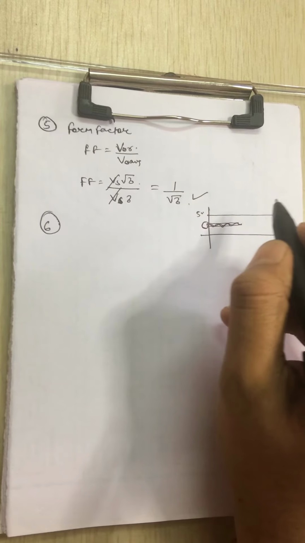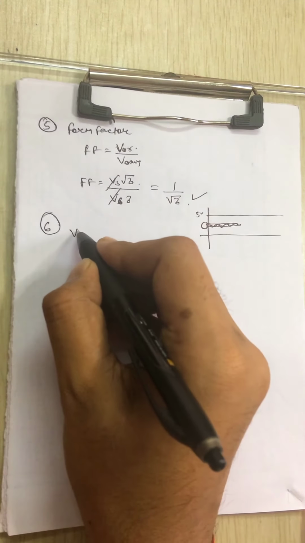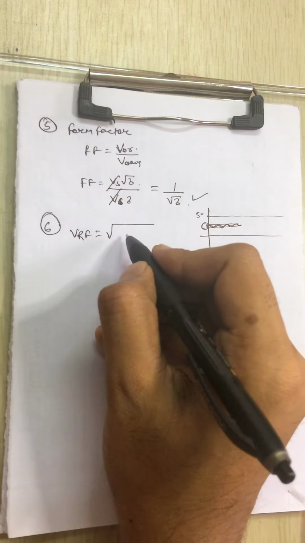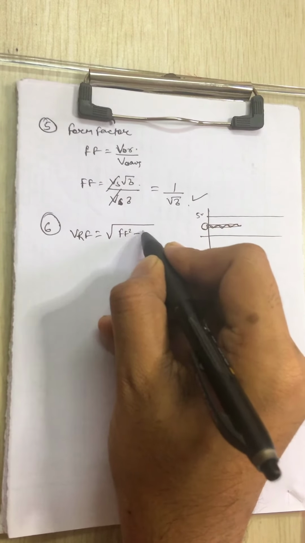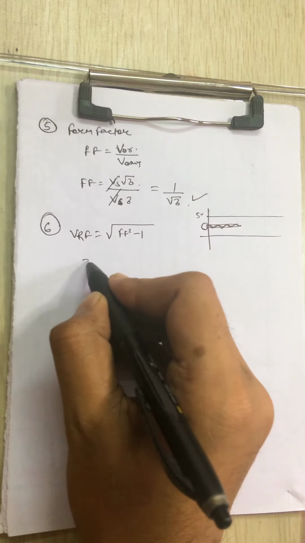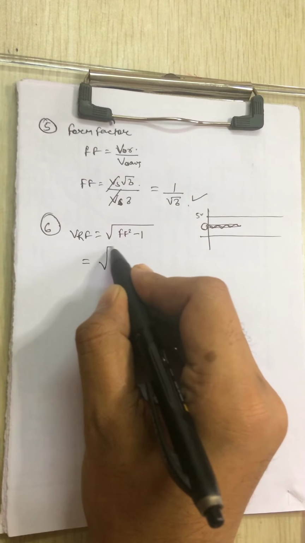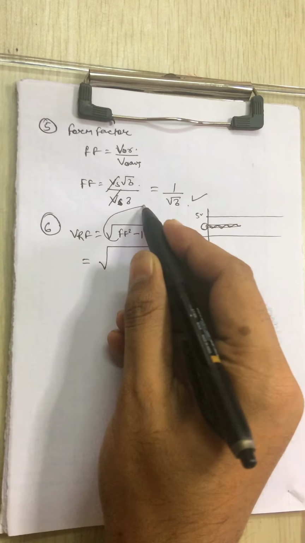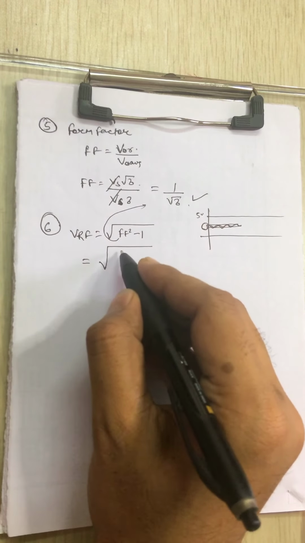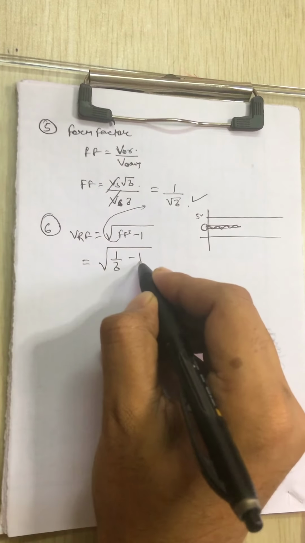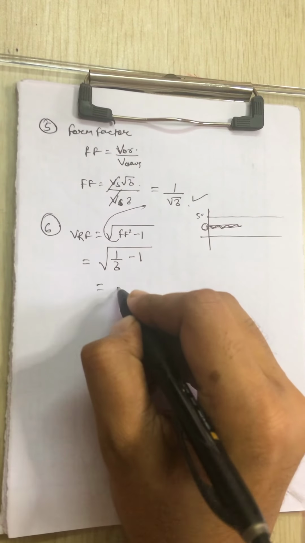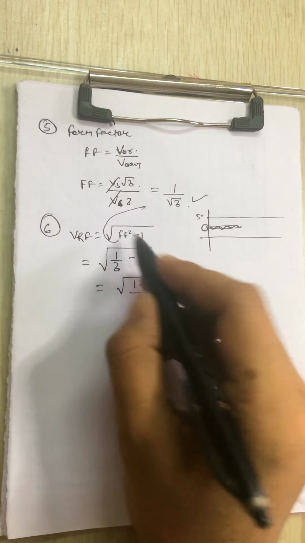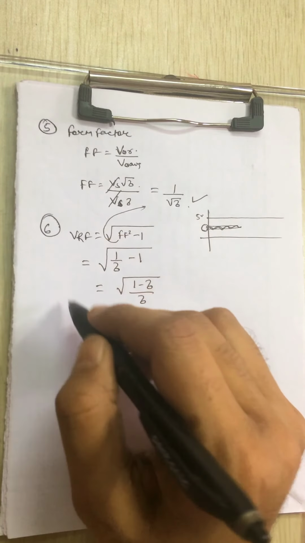Voltage ripple is given by an expression: the voltage ripple factor is equal to the square root of form factor squared minus 1. We have already derived the value of the form factor. So 1 by delta minus 1 equals what? Root of (1 minus delta) by delta. So this is your voltage ripple factor.